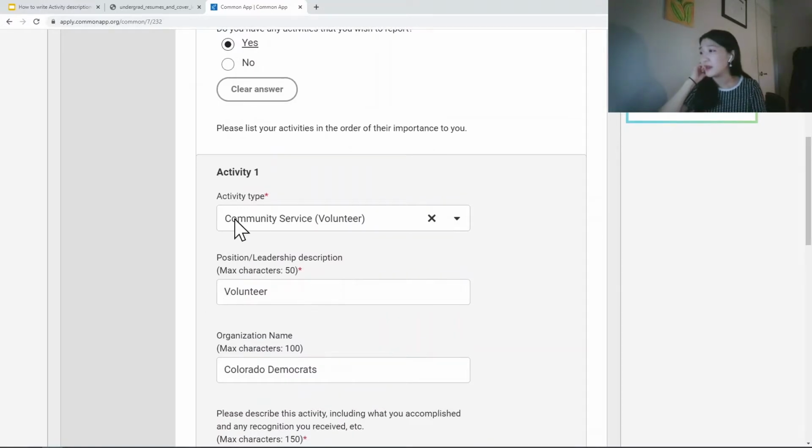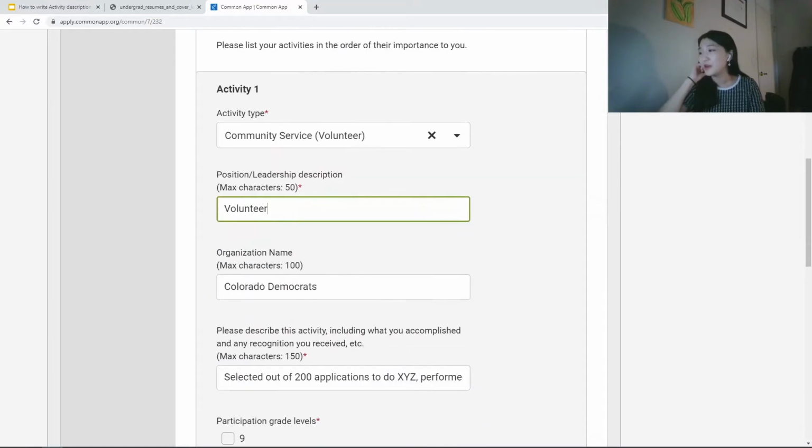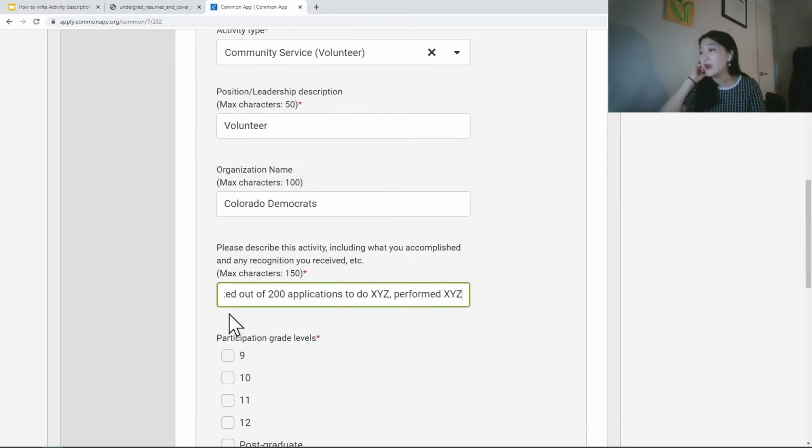Obviously you will have some, and this is where the description will be. So let's say that you have a community service volunteering activity. You can put your leadership position as a volunteer or a leader, and then you can also write your organization's name in 100 characters. And then this is the key part. You have 150 characters to describe this activity, including what you accomplished and any recognitions that you received in the process as well. So 150 characters might not sound like a lot, and I would agree with you, which is why this is so challenging.